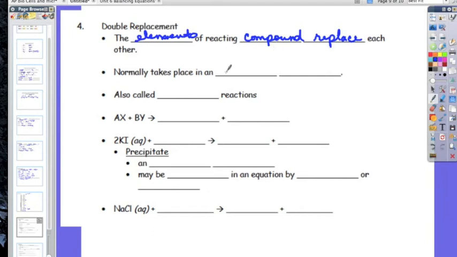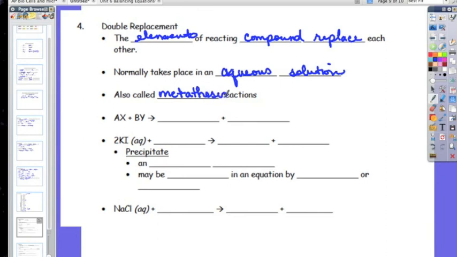This normally takes place in an aqueous solution. And these are also called metathesis reactions. So if we have AX and BY, these are two compounds, what's going to happen is my A and B are going to switch places and take each other's place in the compounds. So we would have AY and BX. Now, take a second and look at how that works. The A's and the B's are the metals, so they need to be at the beginning. So the A is going to go over here and the B is going to go over here.